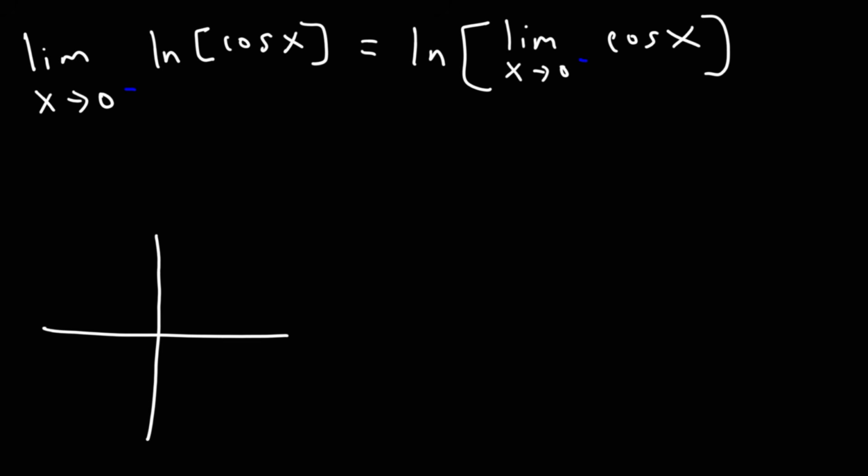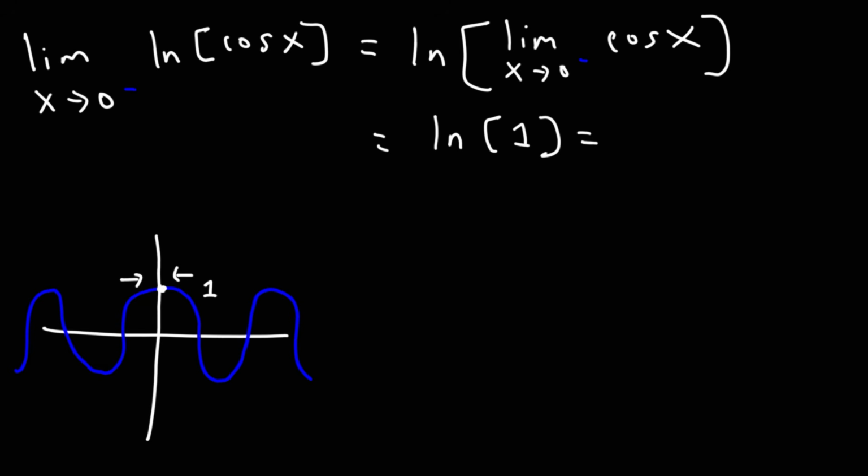Because if you were to draw the graph of cosine, it looks like this. So as we approach 0 from the right or from the left, the y value is 1. So the limit as x approaches 0 for cosine x is simply 1. And the natural log of 1 is equal to 0 using direct substitution. So that's all we've got to do for this problem.